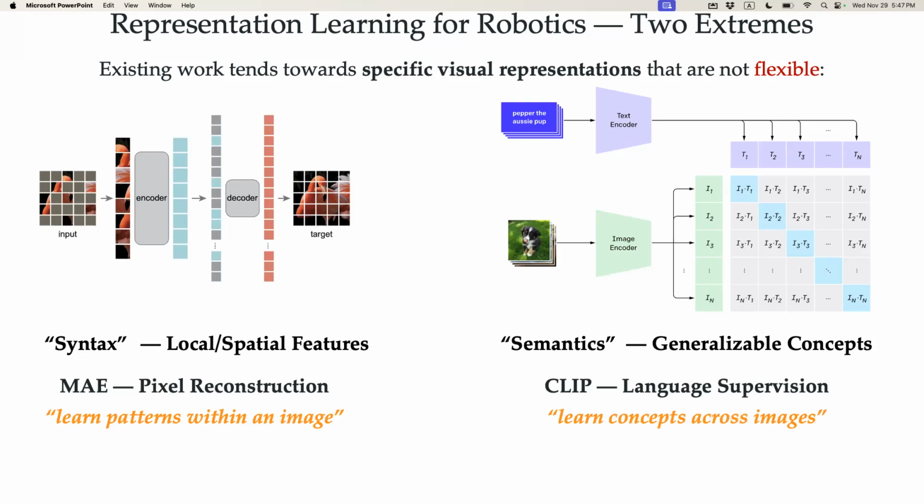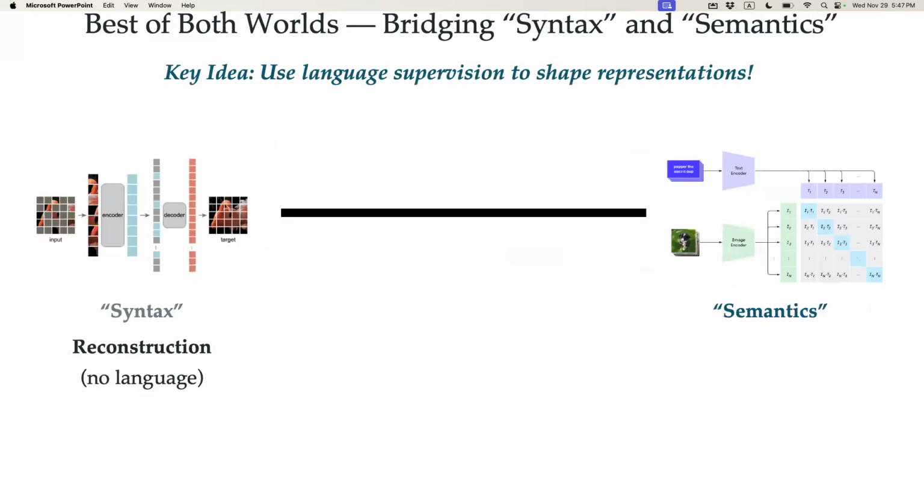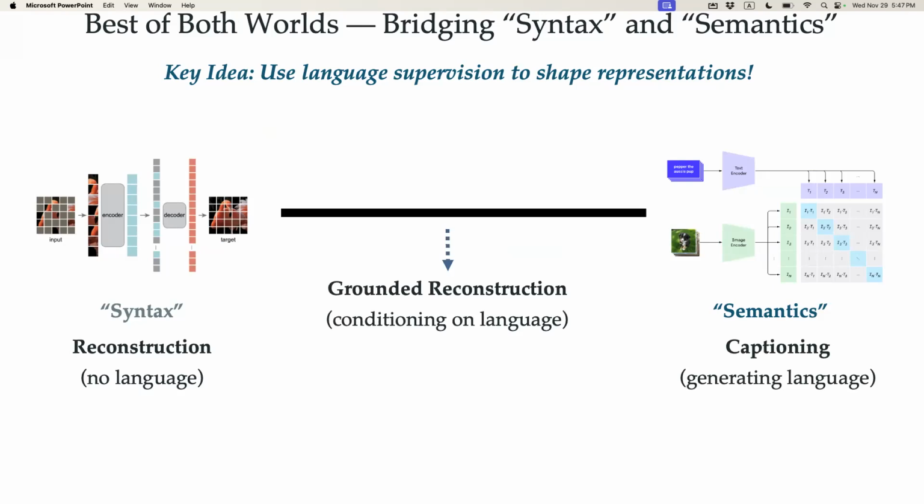So what we were really after was, could we get the best of both worlds? Could we learn a visual representation that connects syntax and semantics? The idea that we had was maybe we could use language as a bridge between syntax and semantics. So instead of just doing reconstruction without any language, or instead of just captioning that just generates language, we could do grounded reconstruction. We could start with a masked autoencoding backbone, but condition on language so we don't lose the semantics. And this was a key idea behind this model that we started training on human videos.